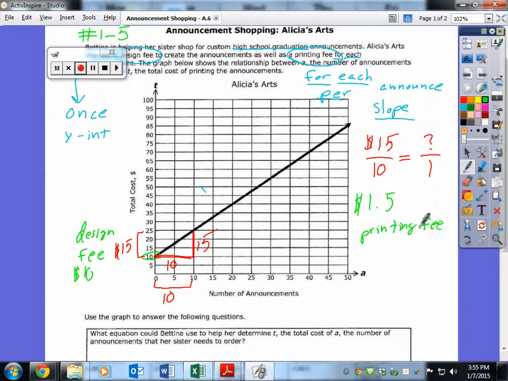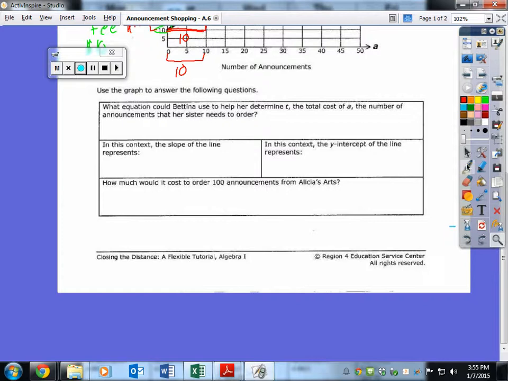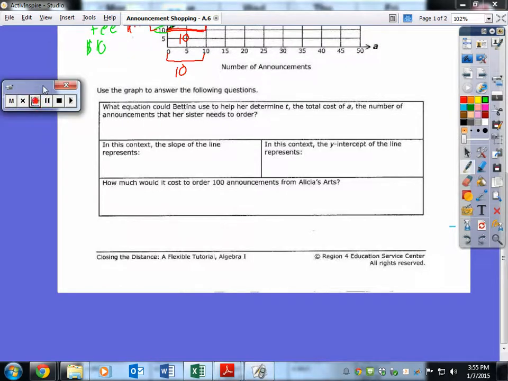Alright, taking and putting this information together, the printing fee and the design fee, I'll be able to come up with an equation that's going to describe this situation. So using that information, design fee of $10 and printing fee of $1.50, I'm going to be able to come up with an equation, and I'm going to use T and A here. So T, the total cost, is going to be, well, it's $1.50 for each announcement that's printed, so $1.50 per announcement. Add on to that a design fee, our y-intercept, and there's our equation.